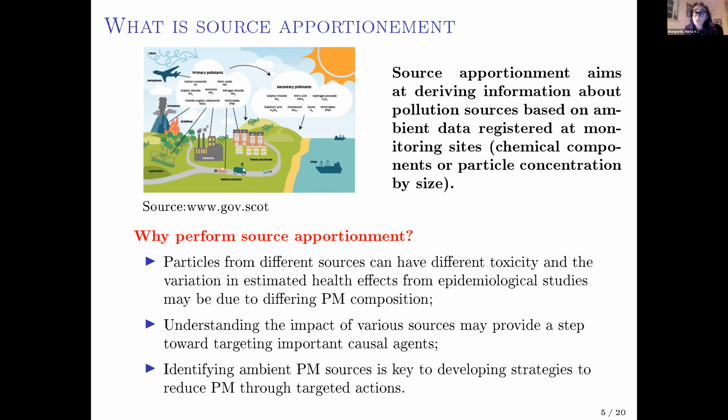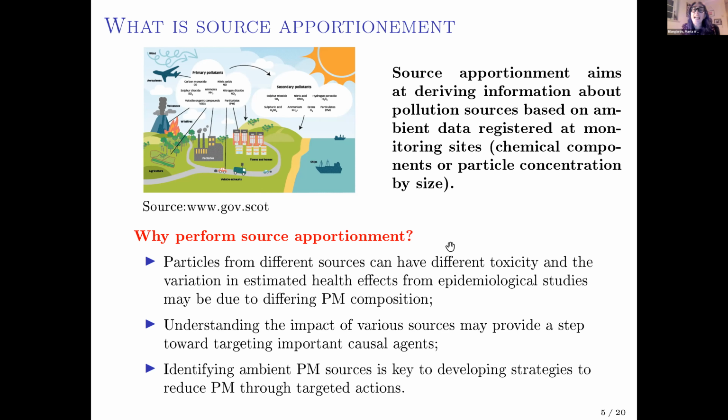And why is it important to do so? Because we want to assess if there are different toxicities for the different sources. And once we have assessed that, we can try to develop strategies for reducing these sources and put in place some policies to help people and improve population health.